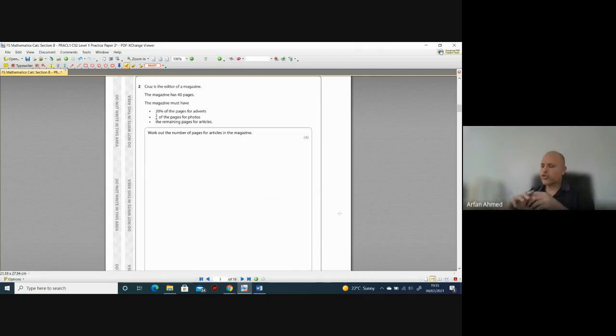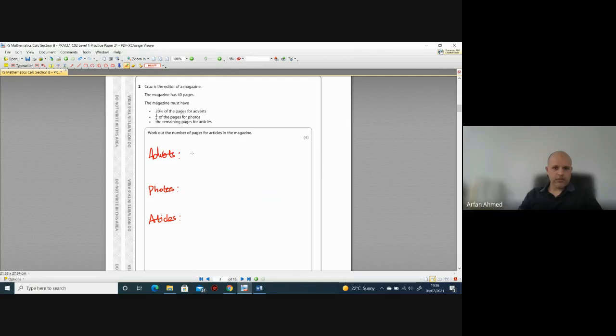So this is one of those questions where we've got a mixture: some things are percentages, some are fractions, some are decimals. We want it all to be the same thing, ideally, or you can just work out how many pages it would be for each. Let's do it that way. There's loads of ways of doing these, but we have to understand that there are 3 things going on: adverts, photos, and the remaining pages are articles, which is what we want.